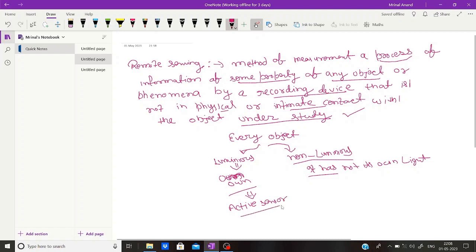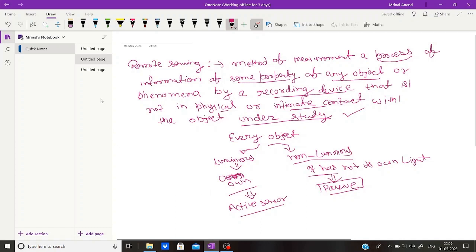So if a satellite is equipped with the active sensor, then it need not have any dependence upon the sun or any source of the illumination. But if the object is non-luminous, and if the satellite is non-luminous, or we can say passive, it will depend upon a source that has the light, and the light will fall upon that object, and the object will record the substance under the study.